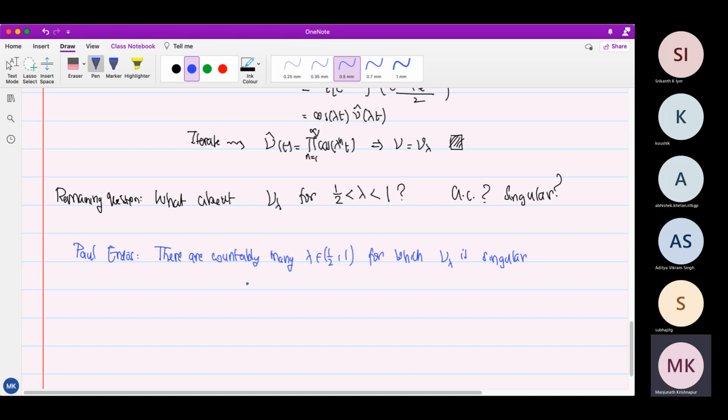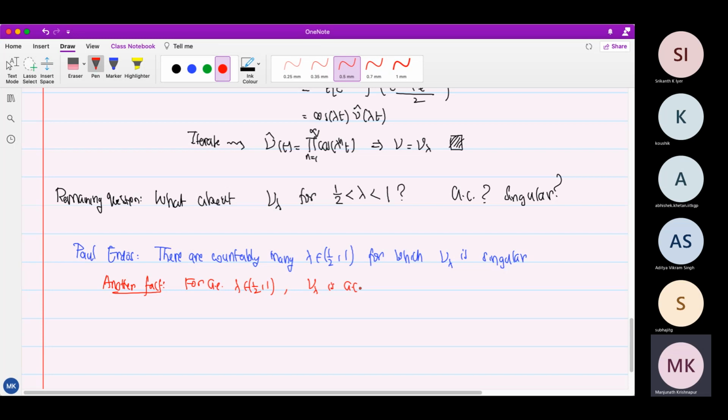Okay, you have to complement it with another fact, which we will not go into, that for almost every lambda in half to 1, nu lambda is absolutely continuous. For most lambdas, it's actually absolutely continuous. But there are countably many exceptions. That's a strange thing. We will not show this part, but we will do the first part as an application of Fourier analysis.